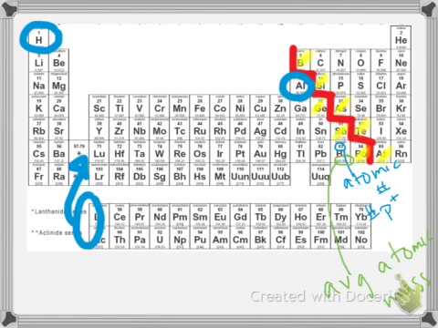So again, an important thing: everything to the left of the staircase is a metal, everything to the right is a nonmetal, everything that lies on the staircase is a metalloid. Aluminum is an exception because it's always a metal. Hydrogen is an exception because it's always a nonmetal.